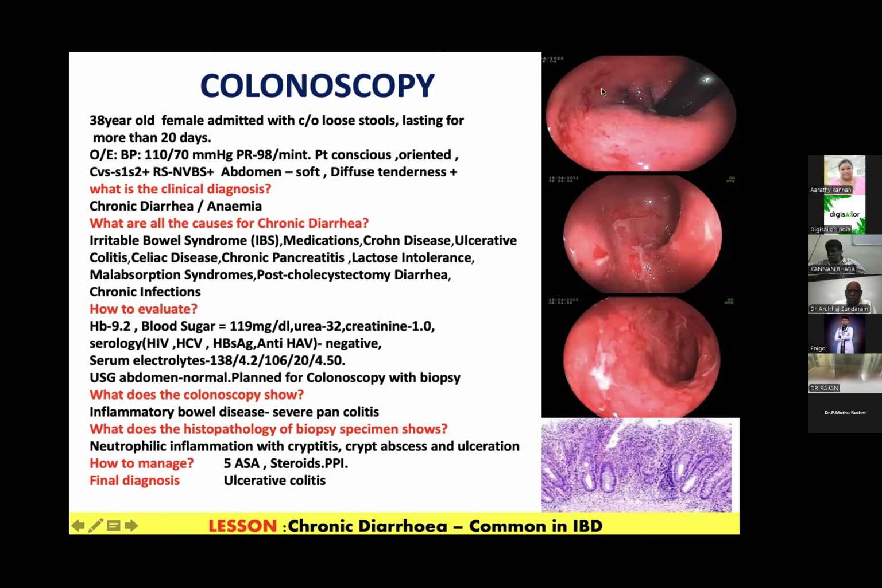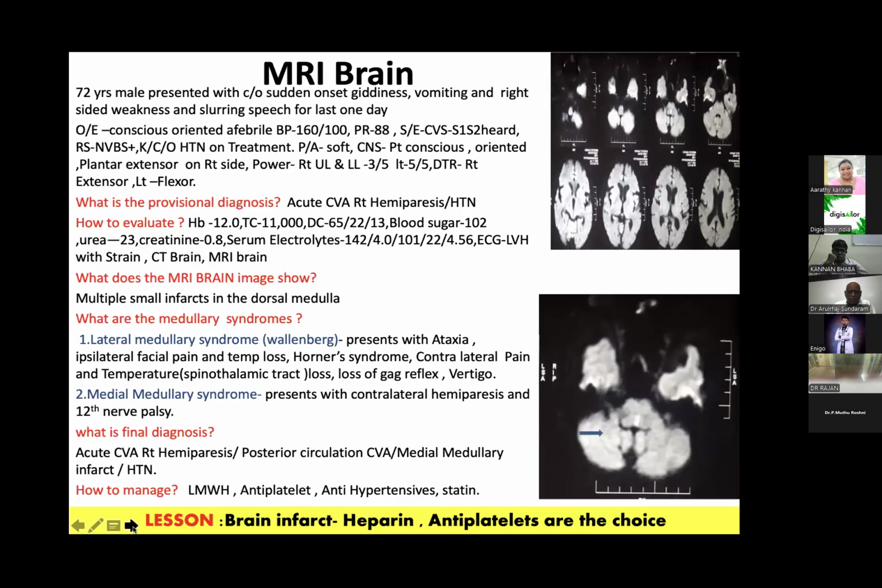You see here, the entire descending colon is inflamed. A biopsy was taken, and it shows irritable bowel syndrome. It has to be managed a little more carefully, and the patient improves well. Chronic diarrhea, always consider irritable bowel syndrome.